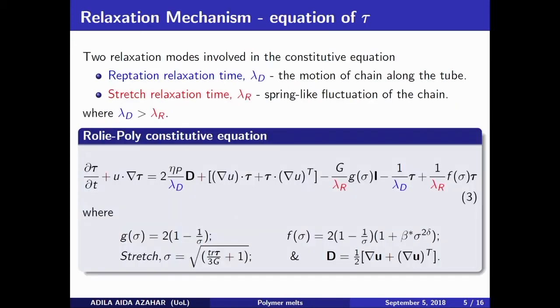The full description of the Rolie-Poly constitutive equation is described in equation 3 here, where we have the stretching term, and there are two important relaxation modes. The first one is the reptation relaxation time, which is the longest relaxation time and governs the chain reorientation. The second one is the stretch relaxation time, which governs the retraction process, or the back and forth motion of the chain, the spring-like fluctuations of the chain.